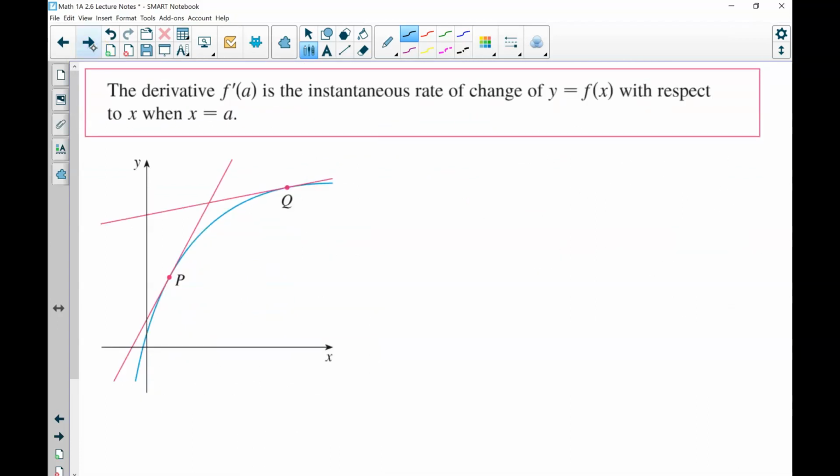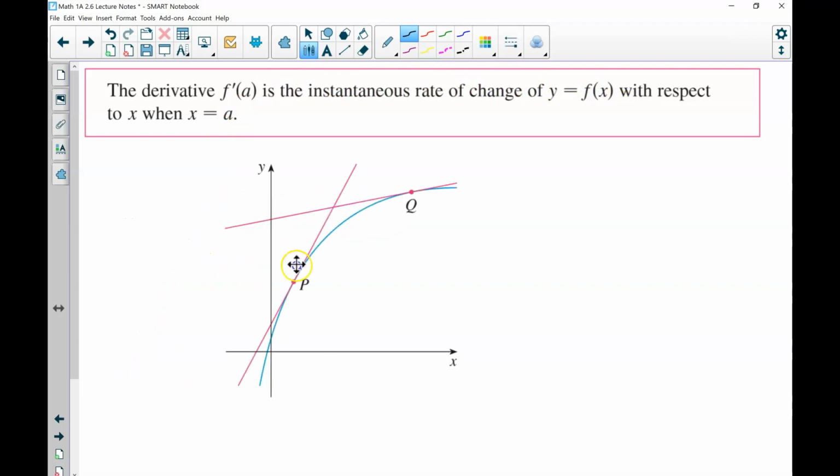Okay, so we recognize this limit as being the derivative, and we know that one interpretation of the derivative is as the slope of the tangent line to the curve y equals f of x when x is equal to a. So now we have this second interpretation. We can say that the derivative f prime of a is the instantaneous rate of change of y equals f of x with respect to x when x is equal to a.